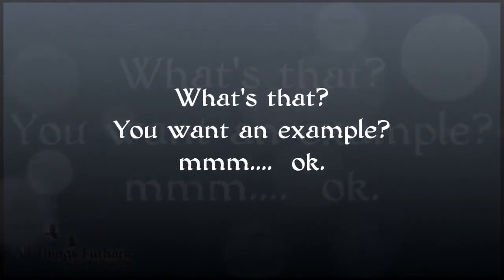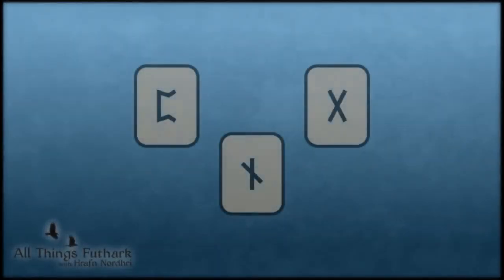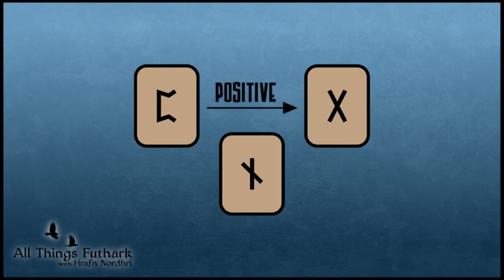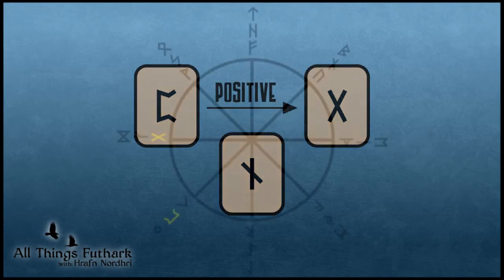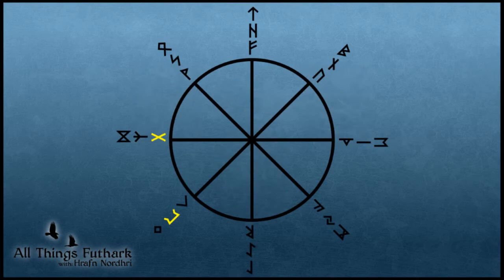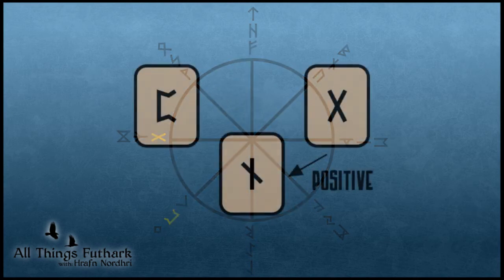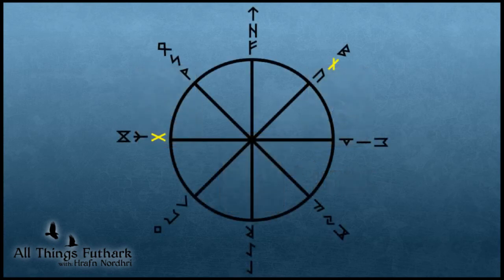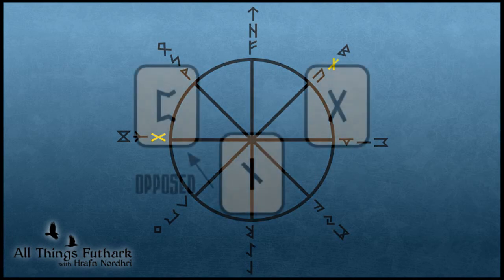Okay, let's go back to our sample reading, and we're going to look at this. Let me just quickly point out that Gabo and Nauthiz here are both the same, upright and reversed. But let's go through and figure out how they are aspected. Now here, Gabo is positively aspected with Perthro. As you can see here on the chart, they're side by side. Now Gabo here is also positive to Nauthiz. As you can see, it's on the opposite side of one of the triads that are positively aspected.